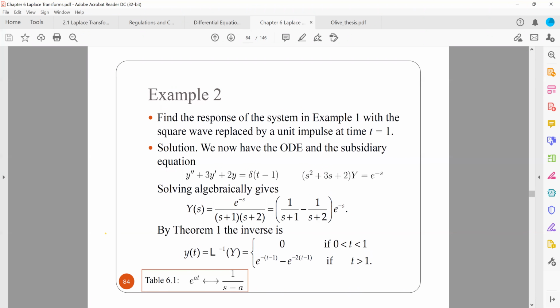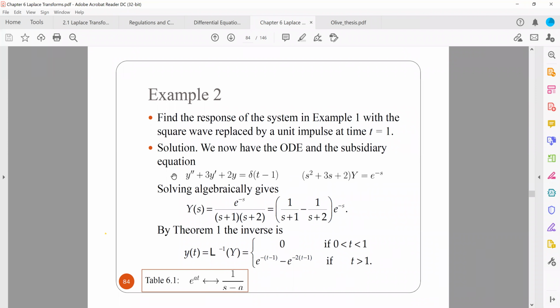So anyway, another example. Find the response of the system in example 1 with a square wave replaced by a unit impulse at time t equals 1. Okay, so this is it. You have this equation and you have a unit impulse. The initial values are also 0. It's just the same as the previous example, but now instead of step functions, instead of a square wave, we have an impulse, which is delta(t minus 1) at t equals 1.